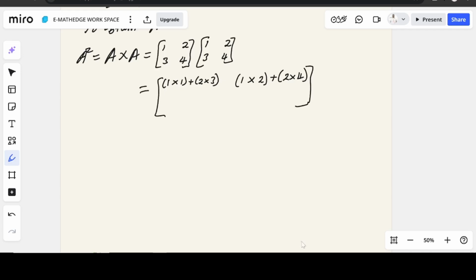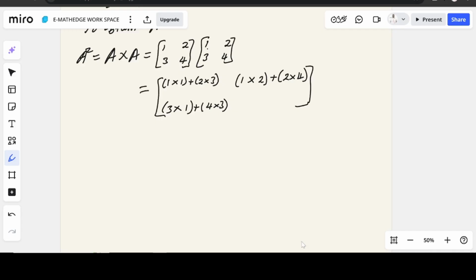Now, the next thing we are going to look out for is the element in the second row, first column. For us to achieve that, we pick the elements in the second row of the first matrix, multiply by the elements in the first column of the second matrix. So it's going to be 3 multiplied by 1 plus 4 multiplied by 3.